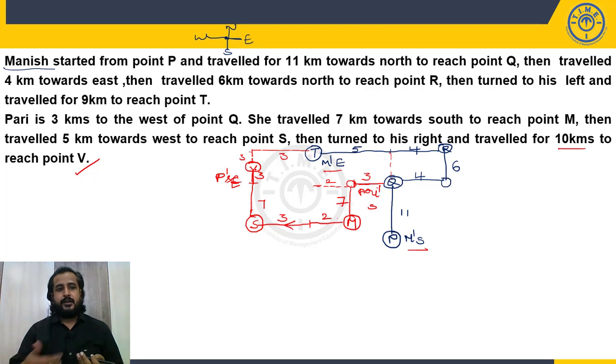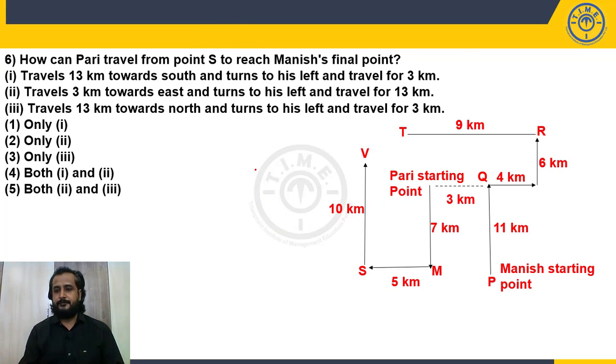Okay. Now let's see what are the questions given below this. Okay. I'll give the clear picture of this diagram in the next slide. Now here we have the clear picture. It is Pari's starting point. Okay. Now what is the given question? How can Pari travel from point S to reach Manish's final point? So it is point S to reach Manish's final point. What is Manish's final point? It is T. So how can Pari reach from S to T?